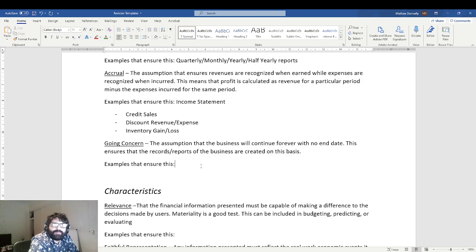This ensures that reports and records of the business are created on this basis. So what we do is we go non-current assets, because if we didn't have this basis, we could just say that every year the business is going to end in the next year. So our van would always be a current asset, or our loan would have to be paid back at the end. So it's what creates that current, non-current split in our assets and liabilities. So that's what ensures the going concern.